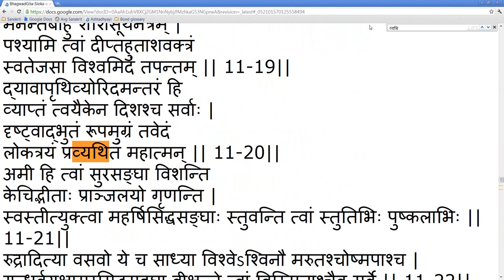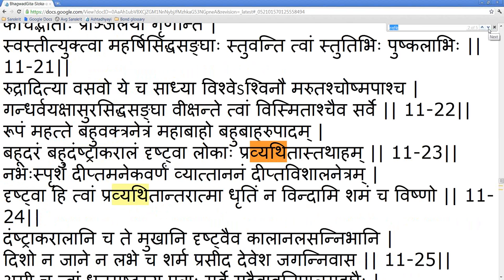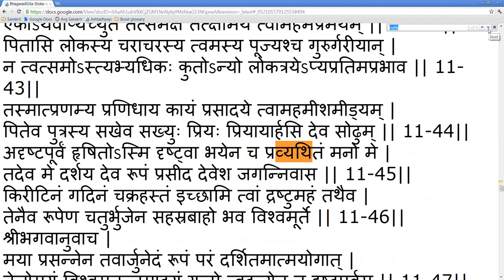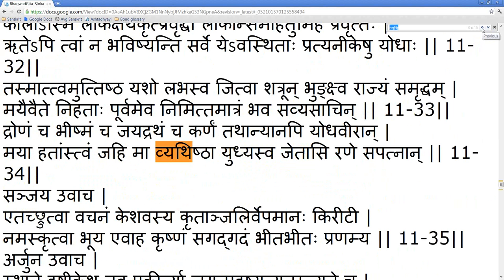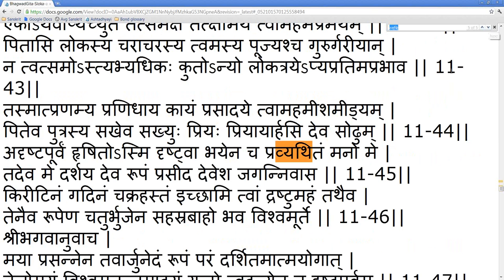It comes in Gita 11.20, Pravyathitam Mahatman. Again it comes in Pravyathitam, very, very distressed. Pravyathitaantaratma, look at this one. Pravyathita again, in the Vishwarupa Darshana Yoga. On seeing the Vishwarupa, everybody was in complete chaos. They were all helter-skelter, scared, scattered, disturbed, alarmed. Again Vyathishtha, same thing, that same dhatu Vyath. Ma Vyathishtha, don't be disturbed. You should fight, jetasi, you will conquer. Pravyathitam Manaha, again same thing. So it comes in chapter 11 of the Gita, like 5 places, this Vyatha.